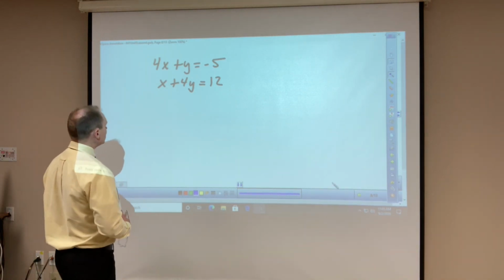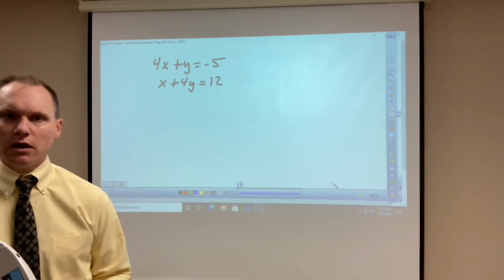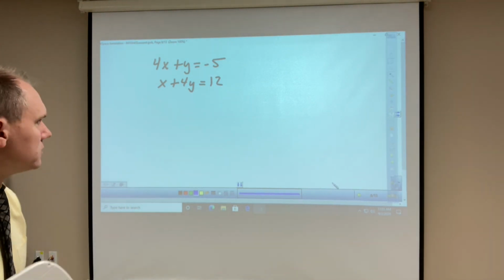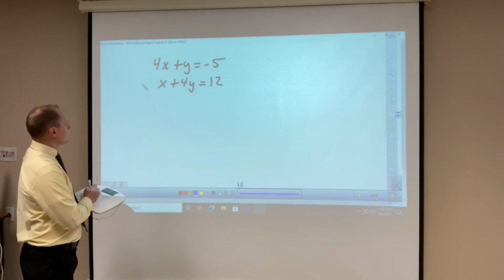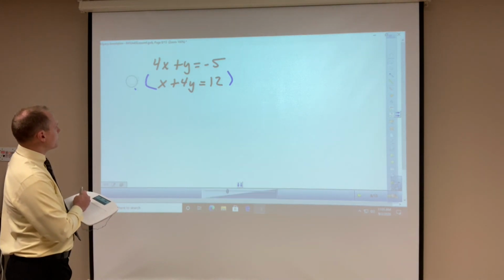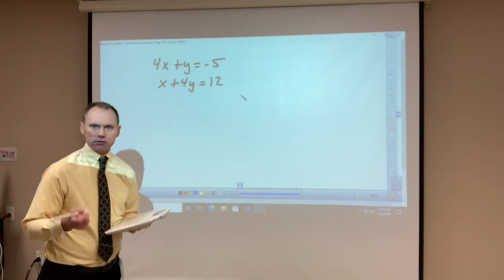Okay, so let me give you a minute to try one. Take a second and try to do this problem. All right, so there are again two different ways that I would recommend doing this one: either multiplying the bottom equation by -4 or multiplying the top equation by -4. Either way is going to work out just fine.